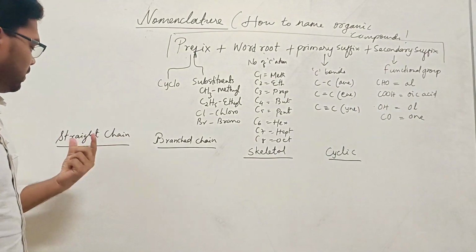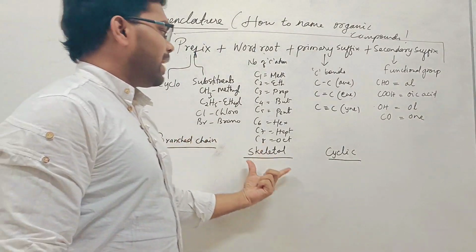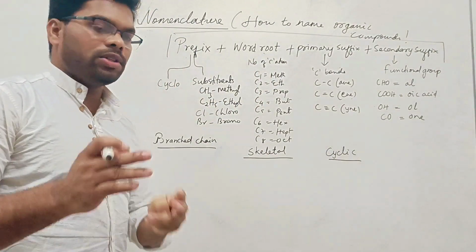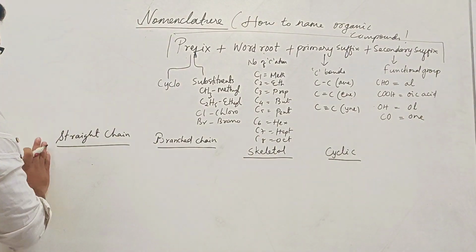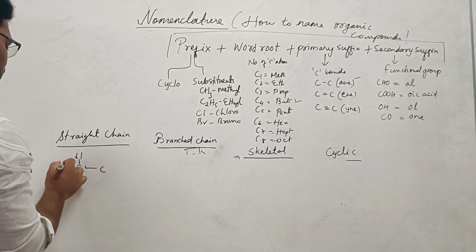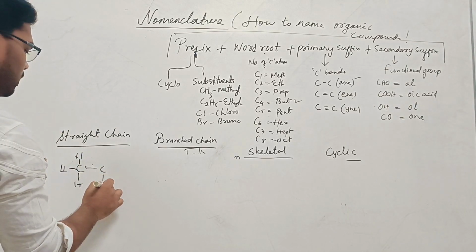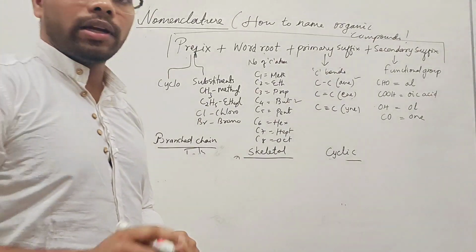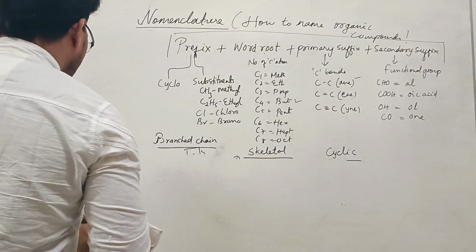Alright, so let's get started with a few examples. Here I have written straight chain, branching, skeletal, and cyclic. So I'm going to tell you four different types of nomenclature. Let me get started with the straight chain first. Here we have a compound like this. Can you name it? Can you try it? It's very easy.